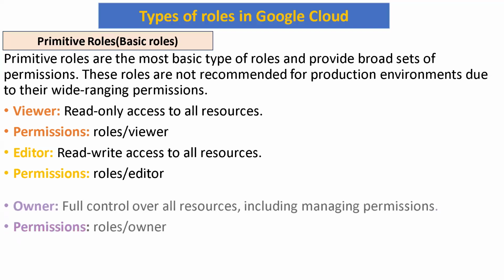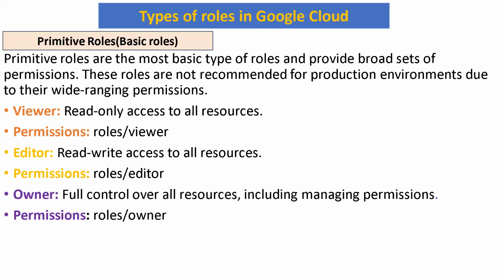Next, we have the owner. Owner means it has total permissions. The owner can create instances, delete instances, and provide permissions to other users. So these are the primitive roles. Generally, the primitive roles are not suitable for production-grade applications. They are just for when you want to practice. If you create a Google account, basically we have all these roles: viewer, editor, and owner.